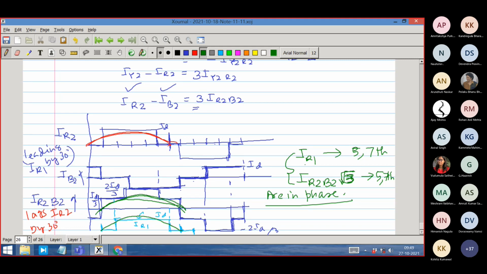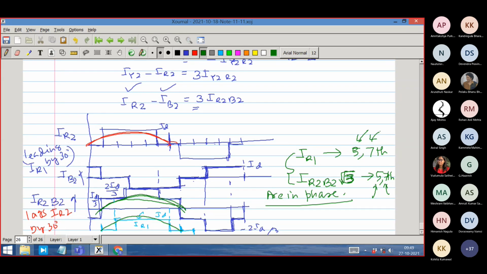Now, the objective will be to see that the fifth harmonic produced by this fellow and the fifth harmonic produced by this fellow are cancelling each other. Magnitude of the fifth harmonic, that means if one is positive, another is negative. Seventh harmonic, if one is positive, another is negative. If I show that, then my job is done.